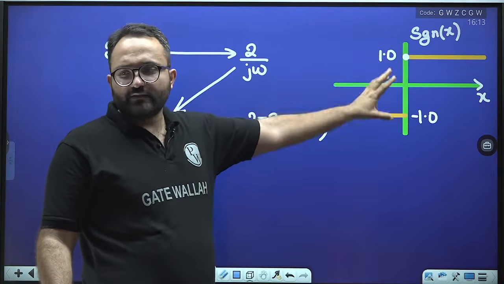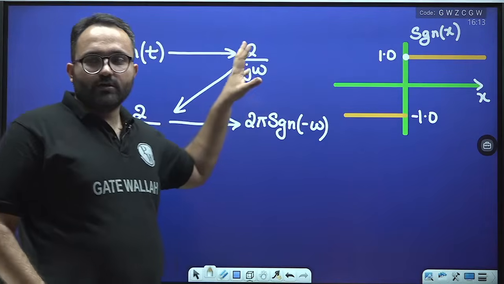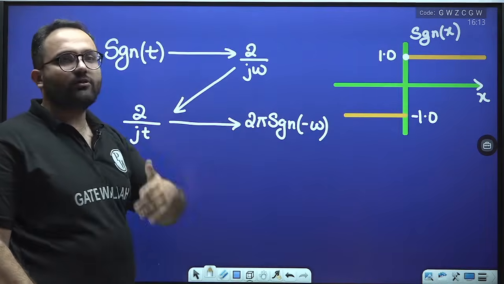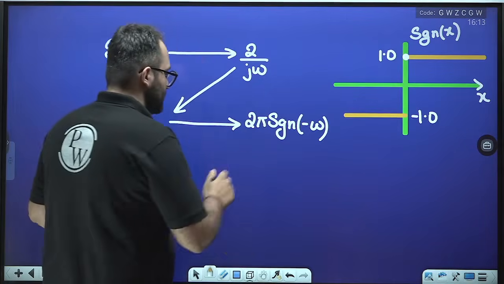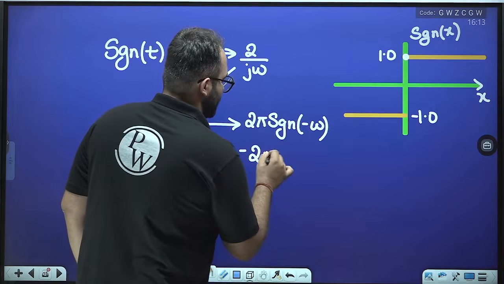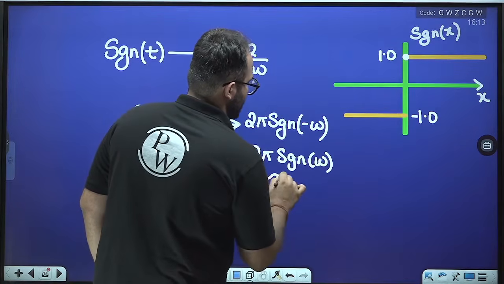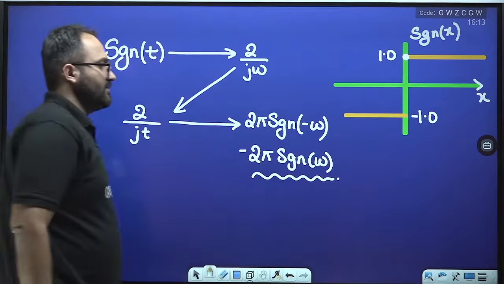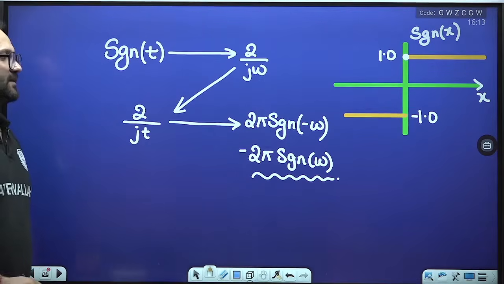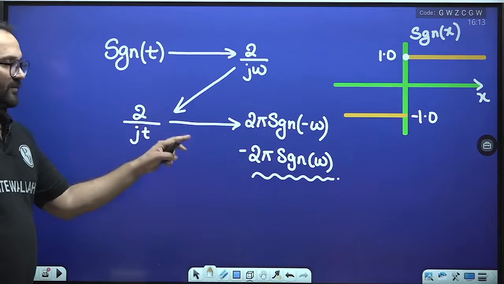Okay, so we can see that this is an odd function, so Signum of minus x will be equal to minus times of Signum omega. Minus times of Signum omega, minus times of 2 pi Signum omega. Okay, so remember this result.